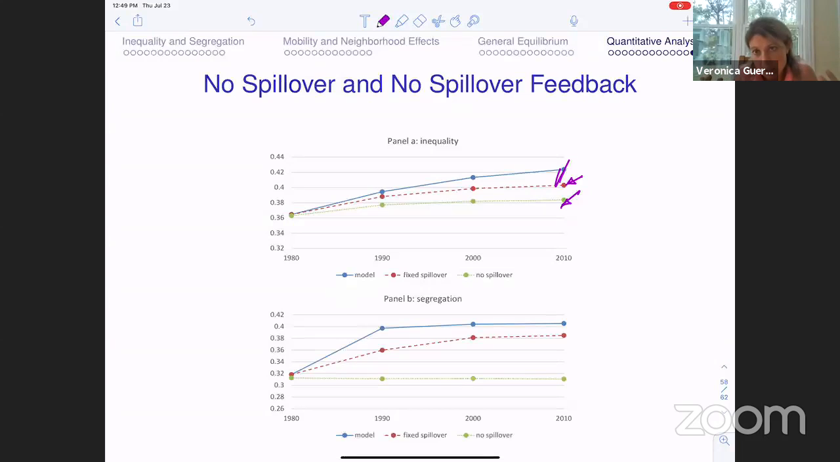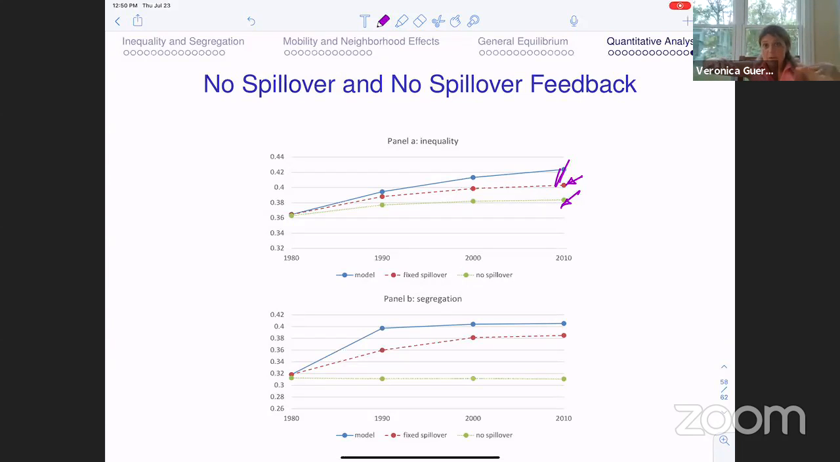We think that this is not the interesting exercise, but it's useful to understand the mechanics behind the results, right? So there are different things that affect the response of inequality. One is the presence of spillover at all.